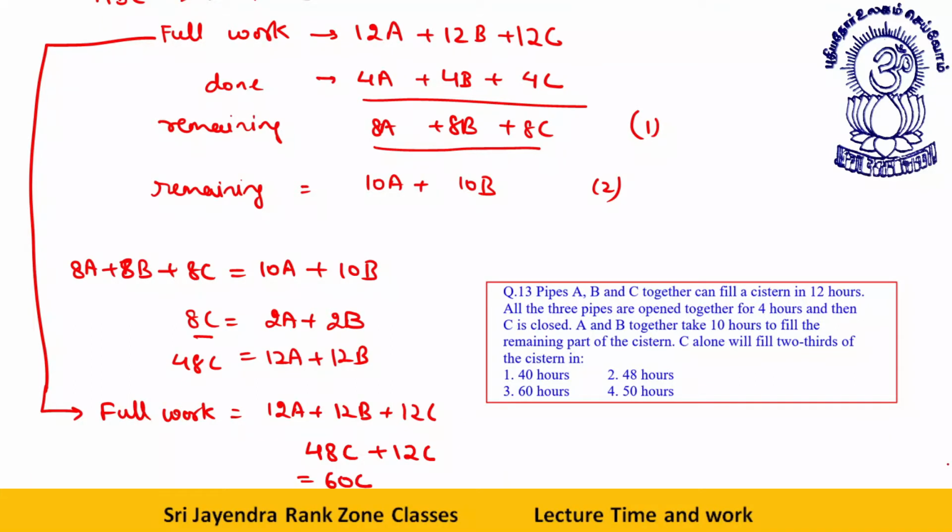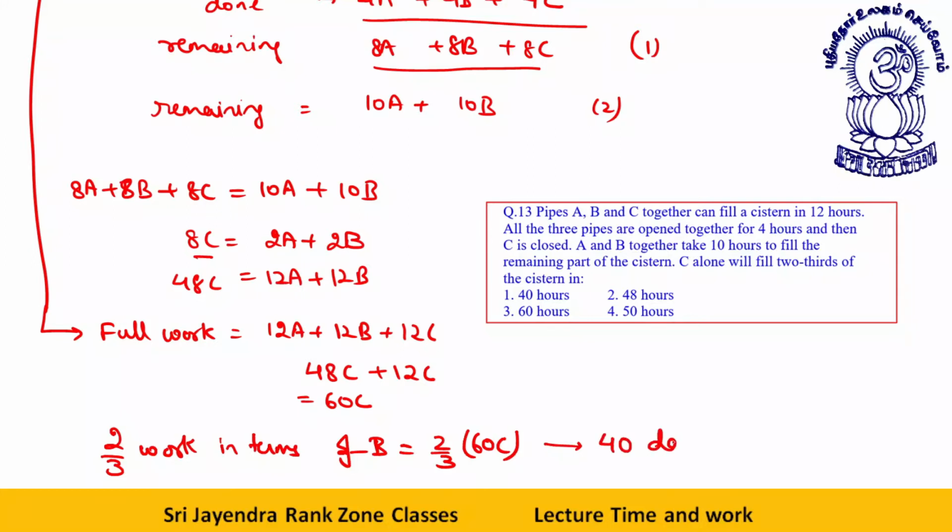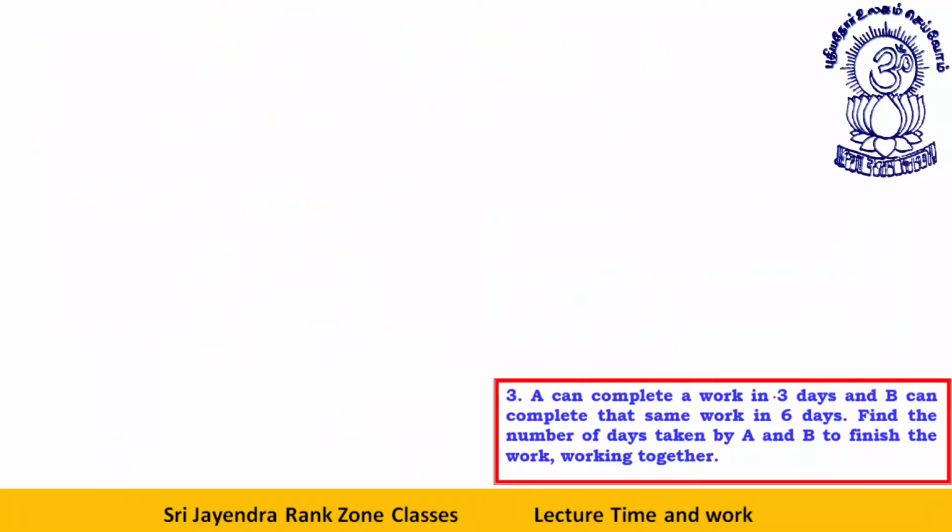This is full work. So two-thirds work in terms of C is two-thirds of 60C. That is 40C, 40 days of C. This is your answer. This was being asked. We have made this question very, very simple actually. Let's move towards the next one.